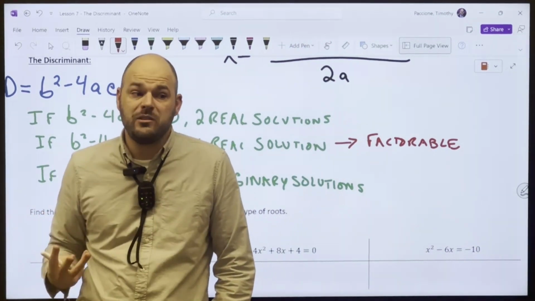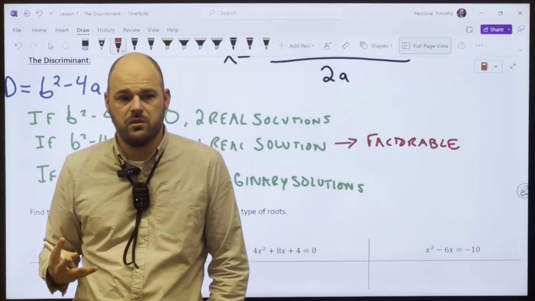It means you can stop doing the quadratic formula if you want to try to factor the thing, if you don't like the quadratic formula. Okay?